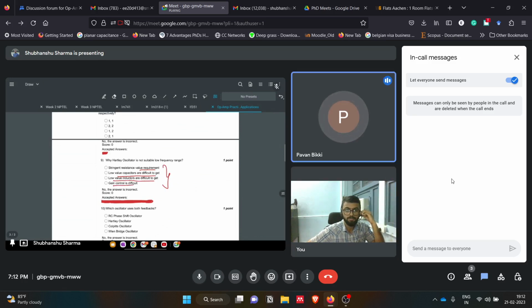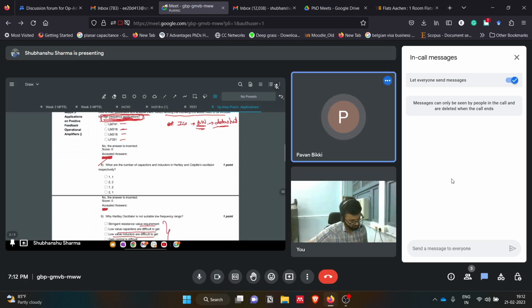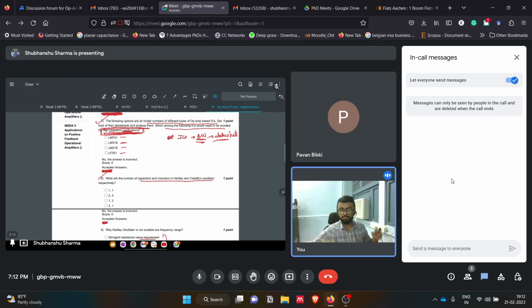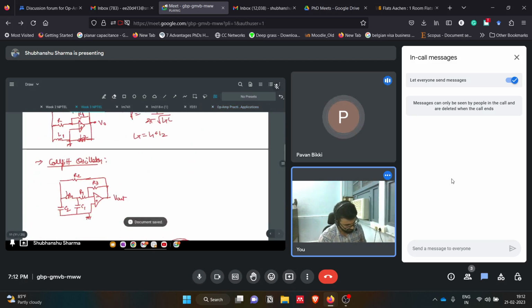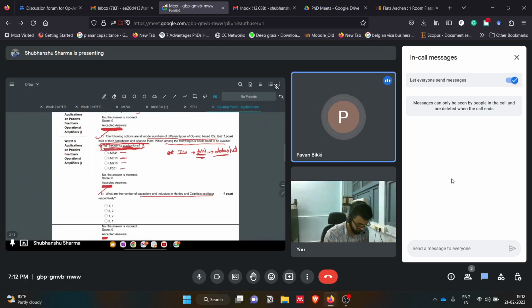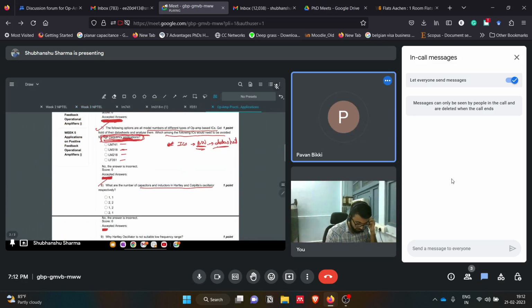Excuse me, sir. Tell me. Can you go back to the previous question? The number of inductors and capacitors in Colpitts and Hartley, how to understand this question? See, you simply see the circuit of Hartley. Colpitts has two capacitors, one inductor. Hartley has two inductors, one capacitor. But how to understand this question?